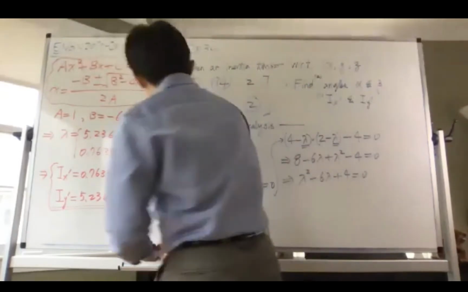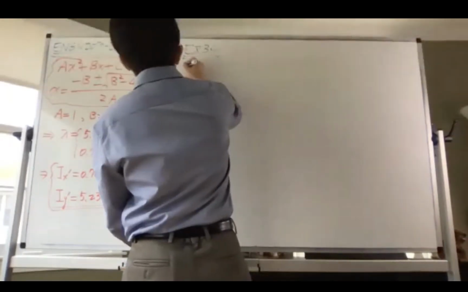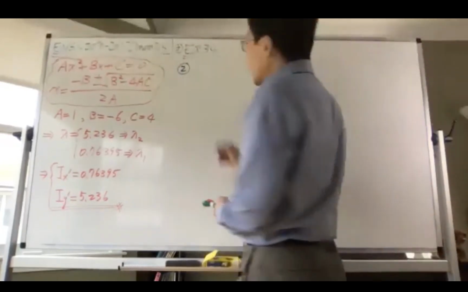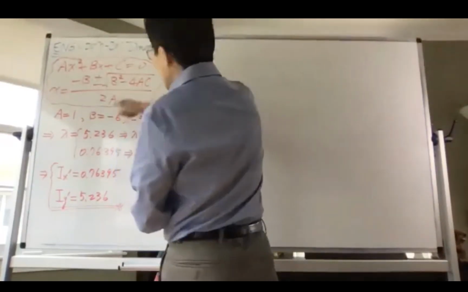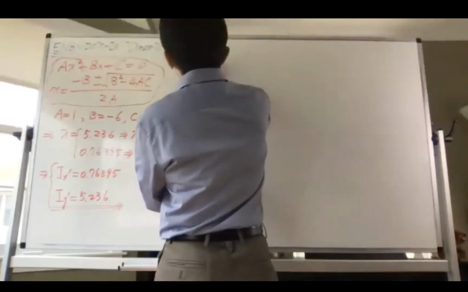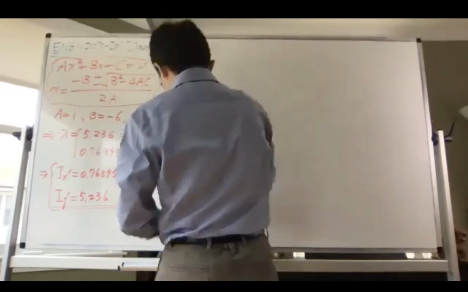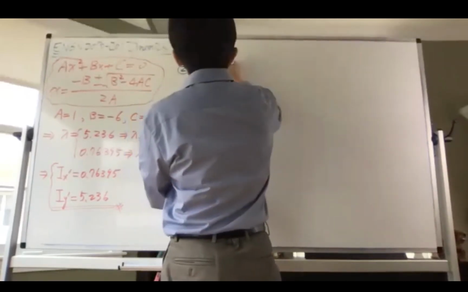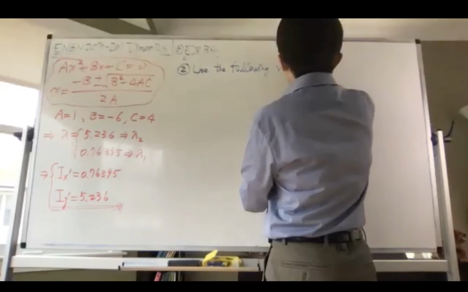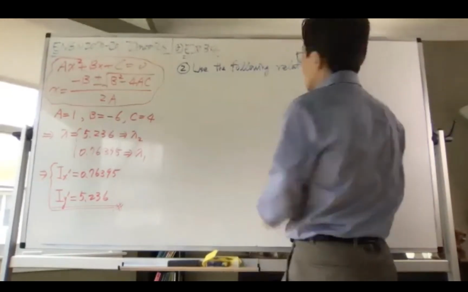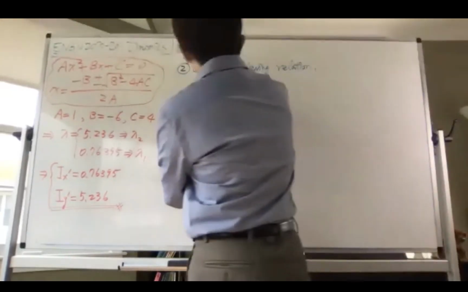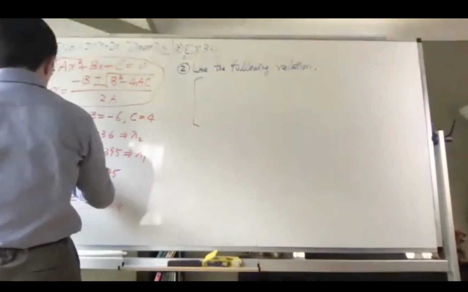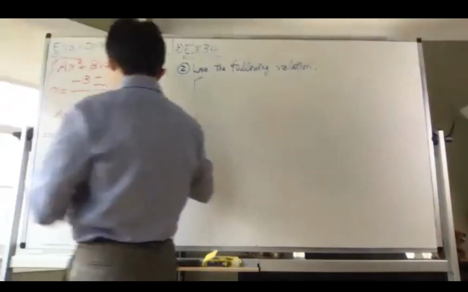Okay, now let's find step 2. So how do we find the angles? The angles are determined this way. Once you determine this IX and IY, we do this. You're going to use the following relation. So what is this relation? You're going to subtract, just choose one of them first. Let's take this one first, IX prime.